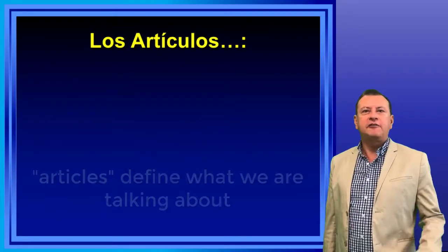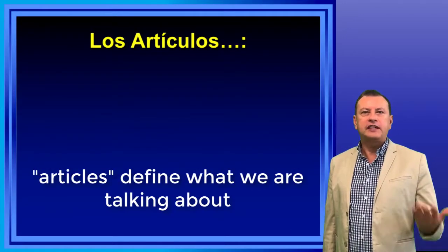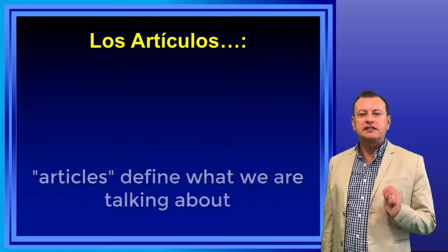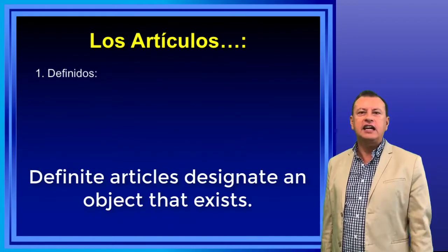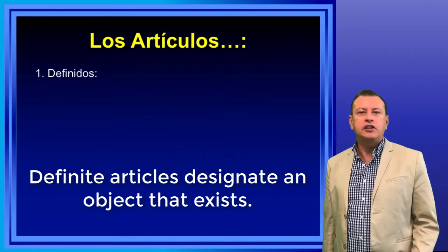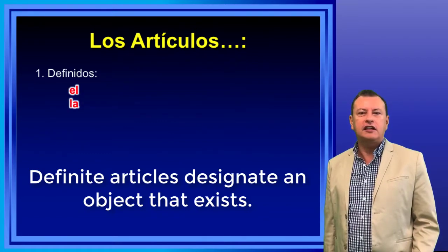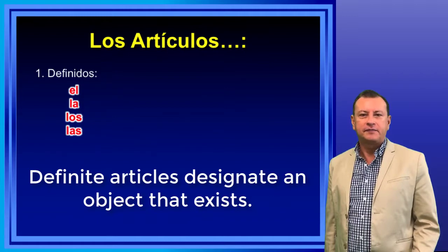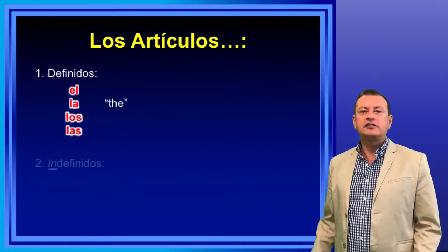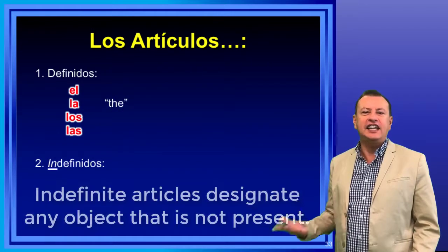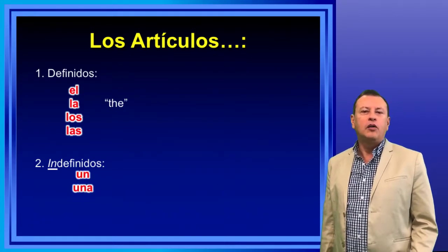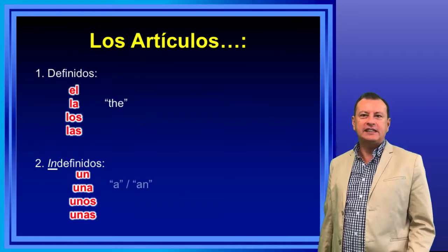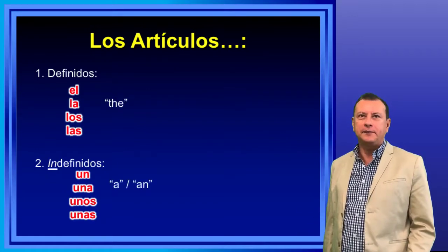Articles in Spanish define what we talk about. For example, let's take a look at the two categories, definite articles and indefinite articles. Definite articles are used to designate an object that exists. So we use el, la for singular, los, las for plural. Unlike the definite articles, the indefinite articles designate any object that is not present in front of us. Un, una, unos, unas.